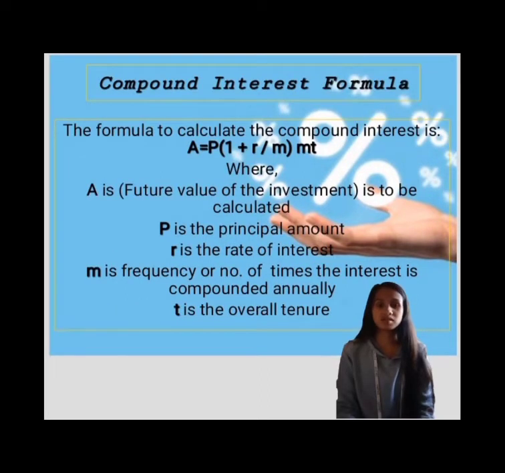And now let's talk about the second interest formula, the compound interest formula. It is calculated as A is equal to P times (1 plus R over M) to the power of MT. P represents the principal amount, initially borrowed or invested. R represents the rate of interest or rate of return. M represents the number of times compounded annually. And T represents time, the overall number of years for which the investment is done.